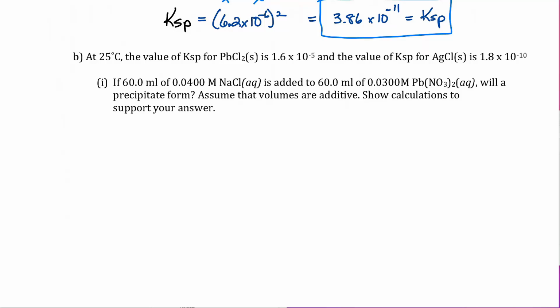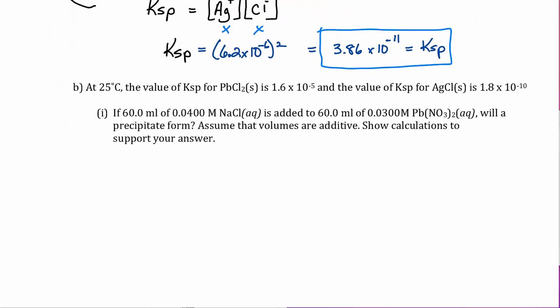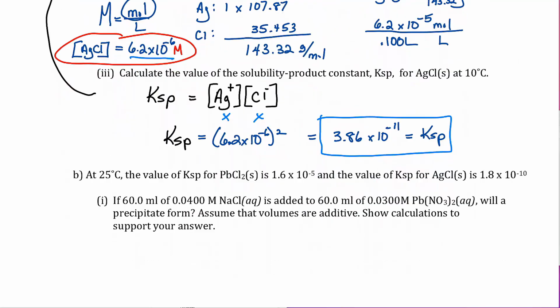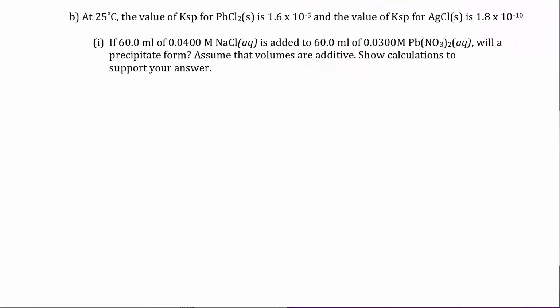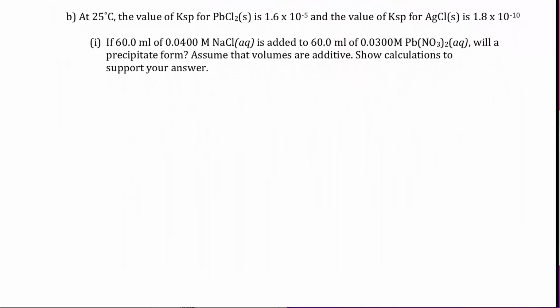All right, so in this question, it's got nothing to do with what we just did. So we're working on a new question altogether. Notice they gave me the KSPs for the two salts. Okay, and now they're saying if 60 milliliters of a 0.400 molar NaCl is added to 60 milliliters of 0.03 molar lead nitrate, will a precipitate form? Assume the volumes are additive and show calculations to support your answer.